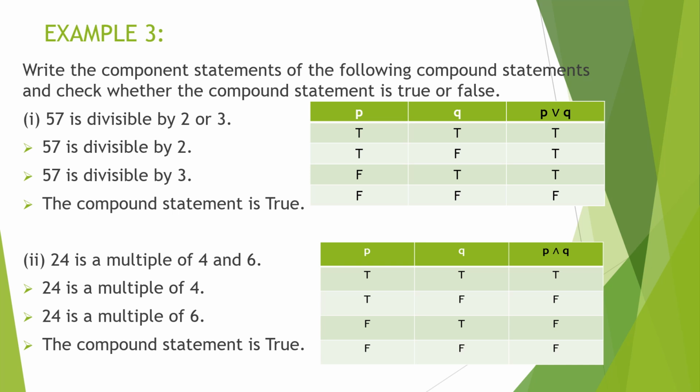Second case, 24 is a multiple of 4 and 6. Component statements are 24 is a multiple of 4, 24 is a multiple of 6. Both the component statements are true. So P and Q will be true when both of them are true, and in this case both are true, so the compound statement is also true.